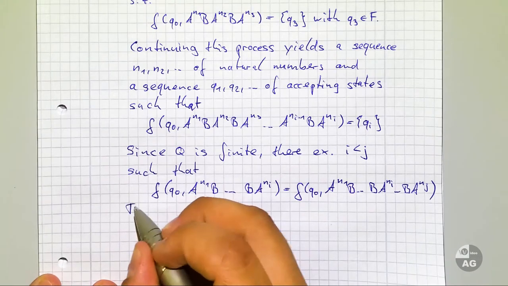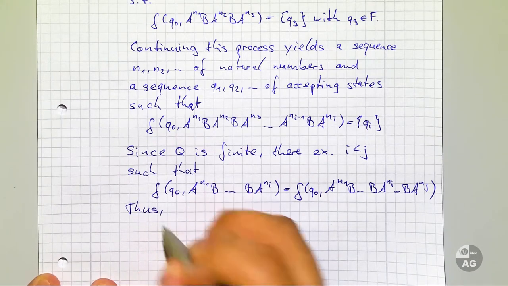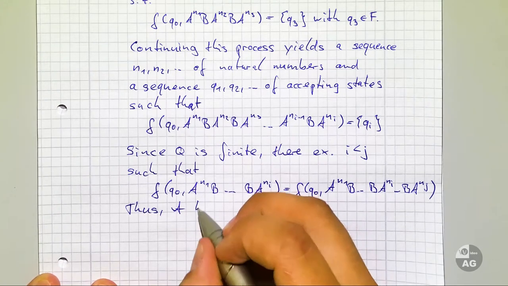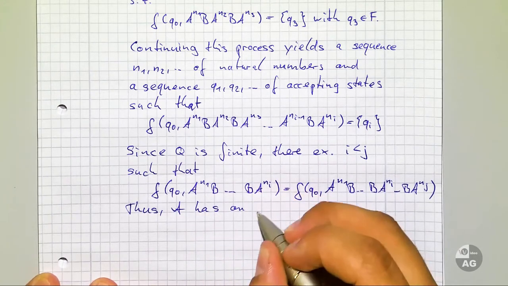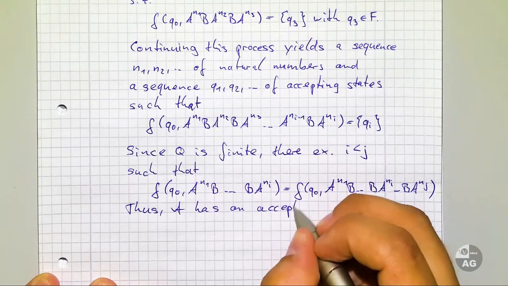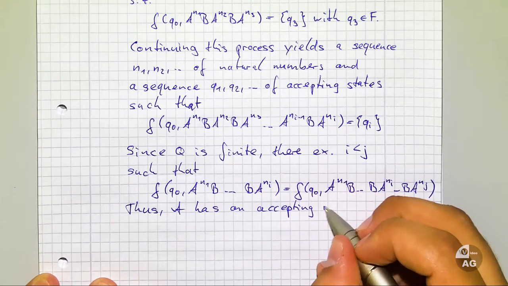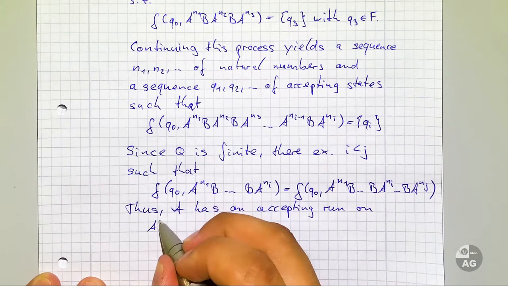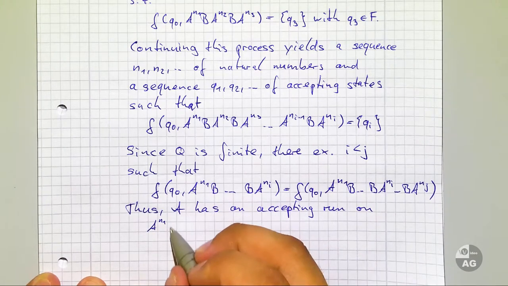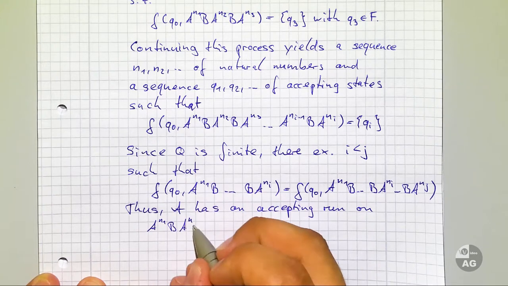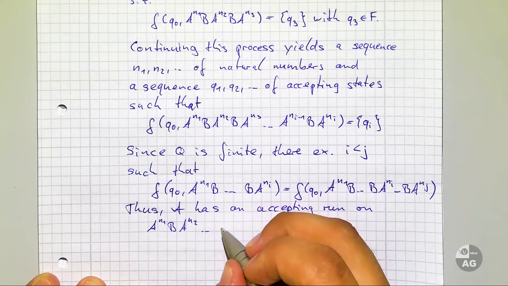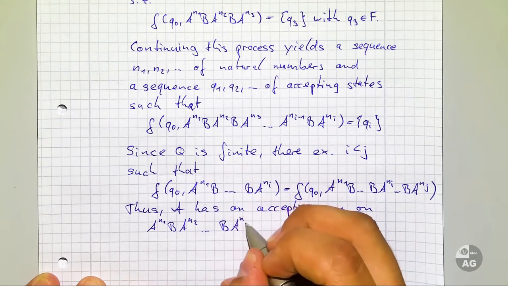But what does this mean? It means that our automaton, our DBA that we started with, has an accepting run on the word A^N1 times, B A^N2 times, and so on. So this word up here, B A^N_I.